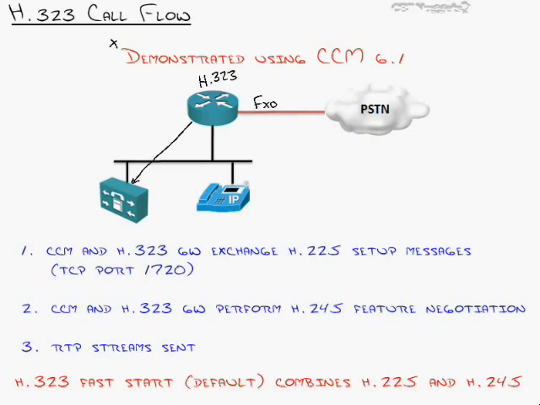Let's say this phone receives a call from the PSTN. So we've got the call going this way. The call comes from the PSTN through the gateway to the phone. What's going to happen is it's going to come into the call manager, or the router here, and the router is going to say, okay, I just received a call on my FXO port. What do I do with it?